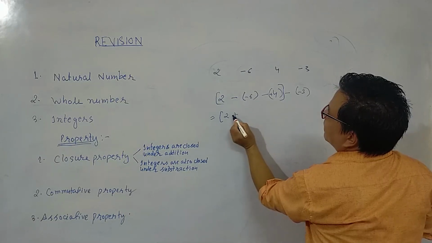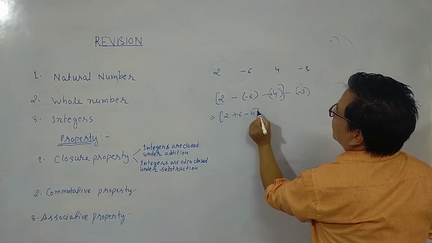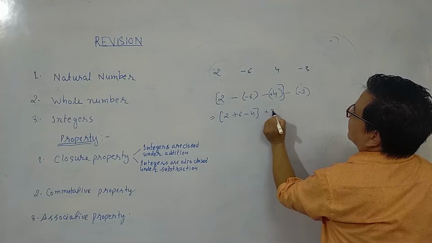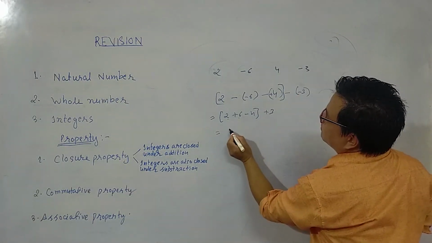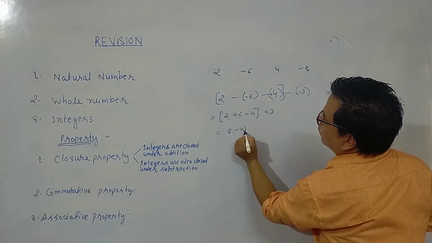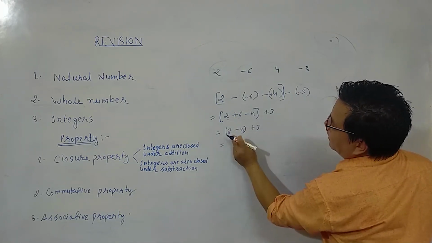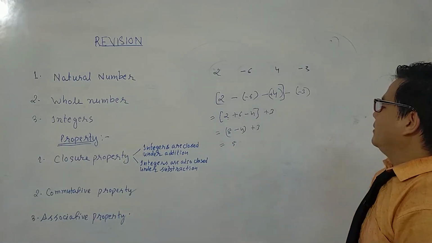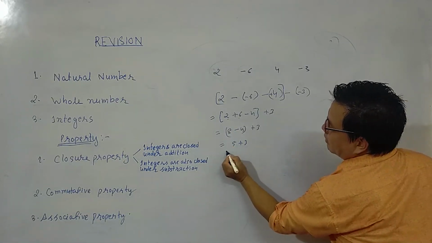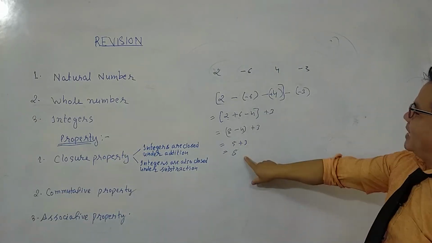2 plus minus plus 6 minus 4, minus plus 3. Then how much do we get? Positive total, positive 8 minus 4. Now plus 3. 8 minus 4, how much? 5. Positive integer is greater, that's why the sign will be positive. Plus 3, how much? 5 plus 3, 8. How much do I get? 8.